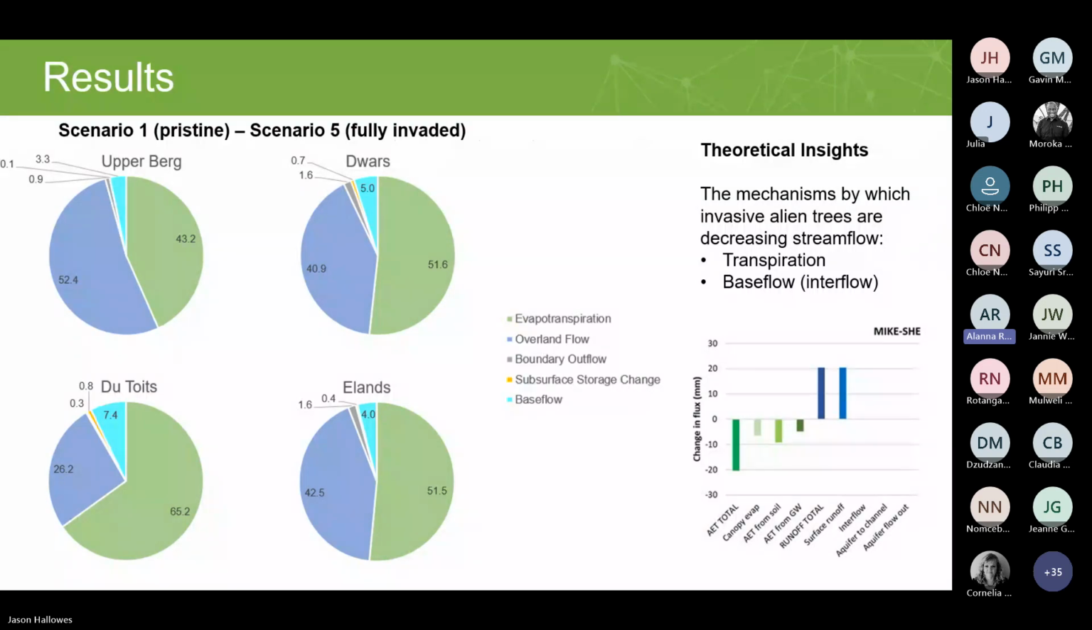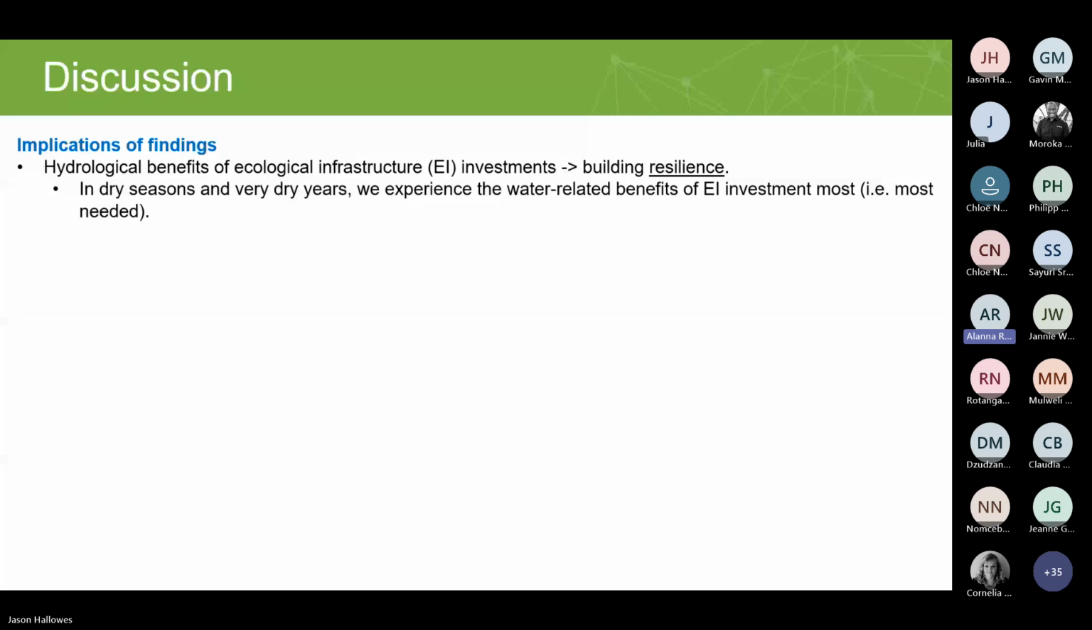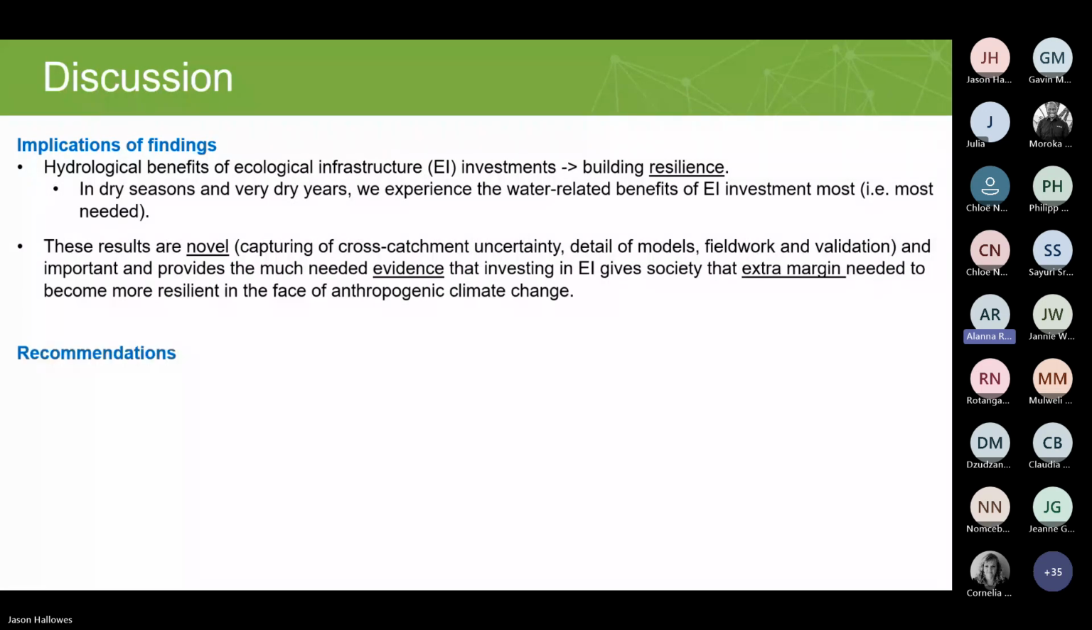And I think that the key thing is that these things really need to be validated to check when we're running these scenarios, are the processes producing the results that we see actually substantiated? Can we validate them? Okay, so just to conclude, in terms of the implications of our findings, it shows that restoration is very important in terms of water security because it helps to build resilience in the system. So we saw that when water is most needed in the dry seasons and very dry years, that is when we see the benefits. And at the time, these results were very novel because it was able to capture this spatial uncertainty and provide detailed results at a very, very fine scale. And hopefully this gave funders more confidence.